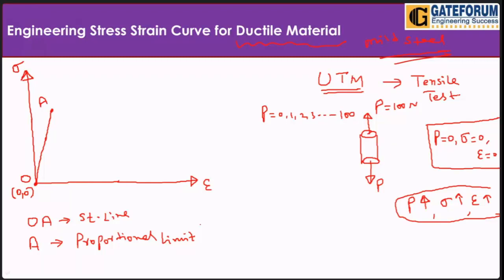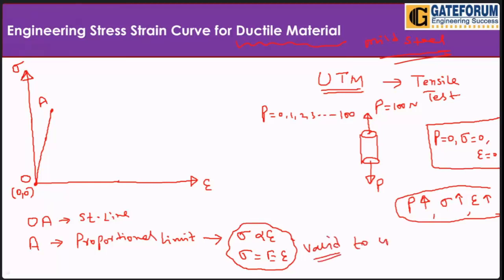Okay, here we have the proportional limit. So what is the meaning of proportional limit? Proportional limit means Hooke's law is valid here, that is, stress is directly proportional to strain, or I can say stress is equal to Young's modulus into strain. This is valid up to this point only, up to point A. That means Hooke's law will be valid up to point A. Beyond point A, this is not valid. So here we have the proportional limit.